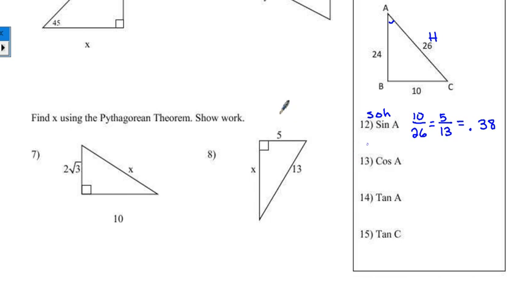All right. For cosine, the abbreviation for that is CAH. So for cosine of A, we're looking for the adjacent side, which would be 24, over the hypotenuse, which we already said was 26. The hypotenuse never changes. And 24 over 26 reduces to 12 over 13. When you turn that into a decimal and round it to the nearest hundredth, that's going to be 0.92.